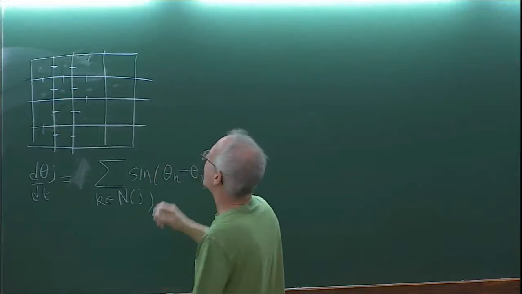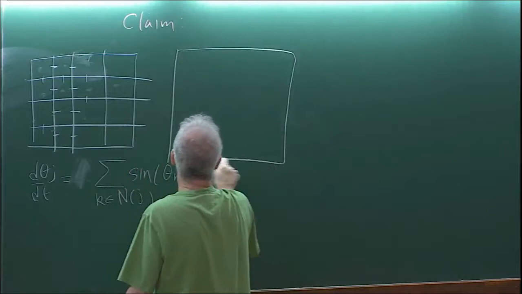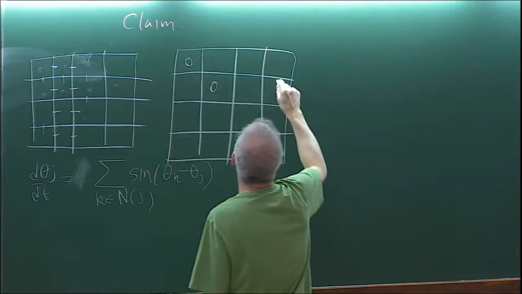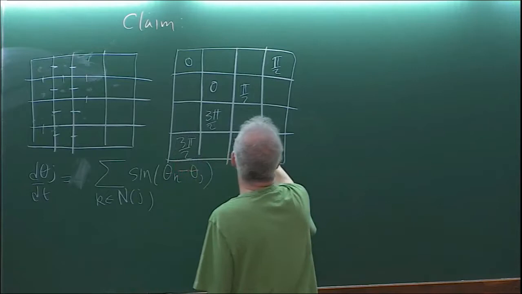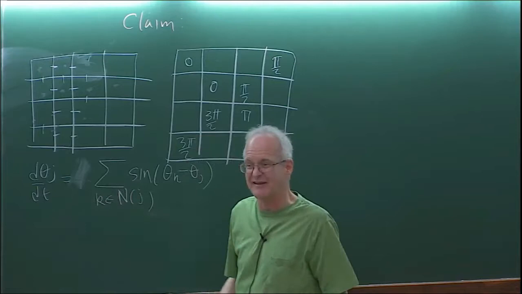Claim: the phase lock solution looks like this. Zero, zero, pi over two, 3 pi over 2, pi, pi. Oh, one phase lock solution to this is synchrony. Everybody's equal, right? Clearly. And before we go on, is synchrony stable?